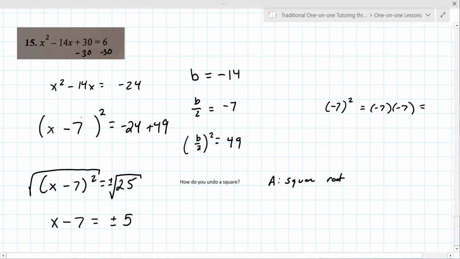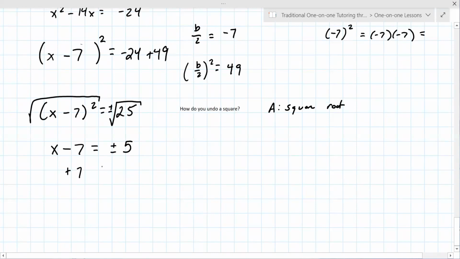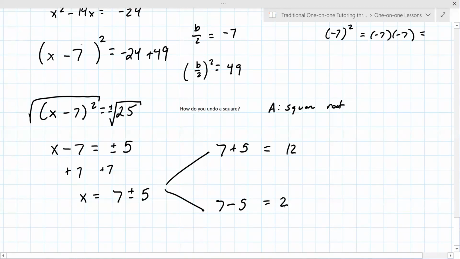Now you add 7 to both sides. So x equals 7 plus or minus 5. 7 plus 5, 7 minus 5. The answers are 12 and 2. Yes. But if you just write the answers without all the other work, your instructor will be suspect. They'll say, how can you know this without the work?